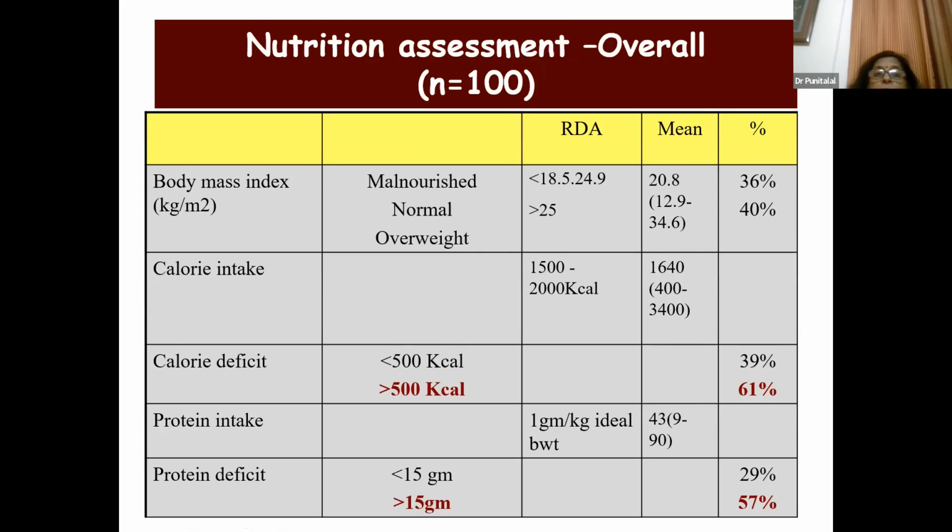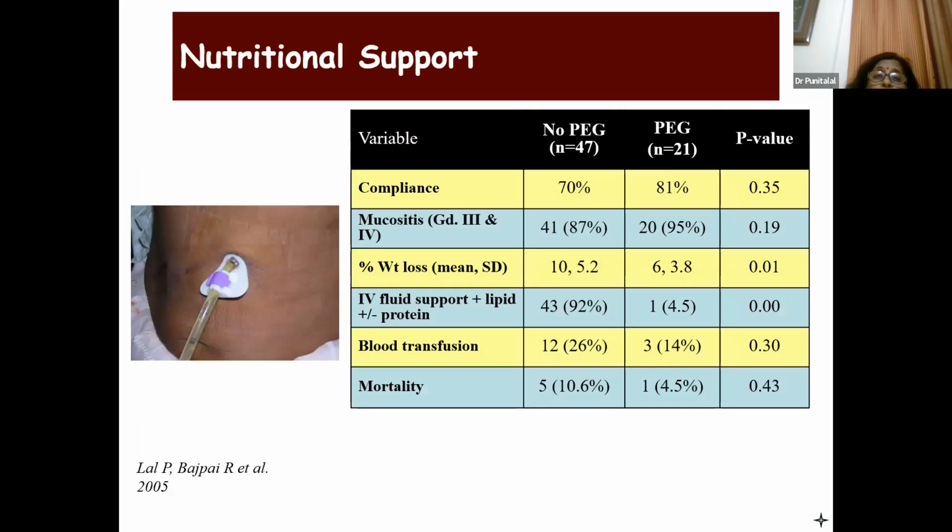What we saw in these patients was that 36% of them were malnourished at the beginning, and about 60% of patients had a calorie deficit of more than 500 kilocalories every day. Similarly, for the daily protein they were to take, by dietary recall method, a deficit of more than 15 grams was seen in nearly 60% of cases. So we are dealing with an unending problem, and we have to constantly work on it.